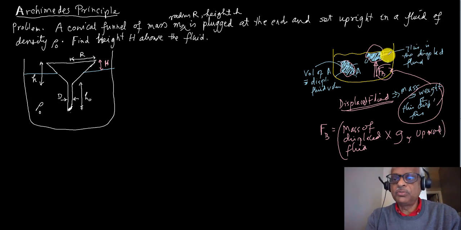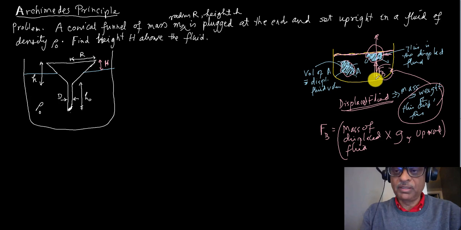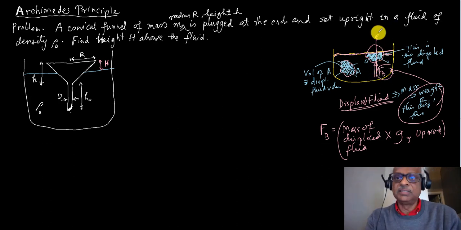There's no force of buoyancy in that direction. Force of buoyancy is just in the upward direction. It's trying to push the object out of the fluid, and the fluid surface is in that direction, so it's going to push it outside. It tends to push the object out, and so it's upward. Okay.